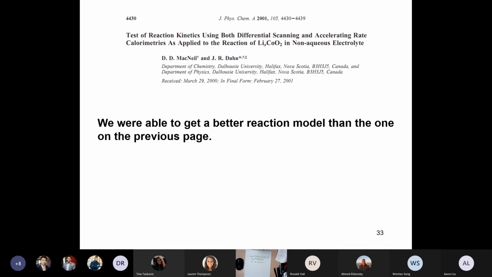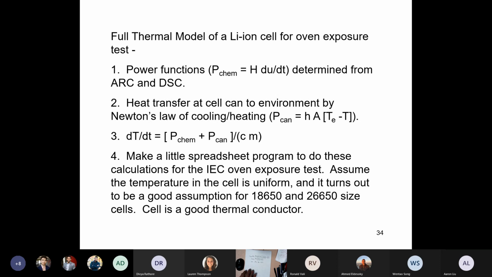Anyway, enough. So then Dean McNeil did a lot of work and looked at different reaction models, 12 different reaction models, and tried to get an even better description of that reaction. And that's described in this paper. The details aren't really important. But what really is important is, what do you do?